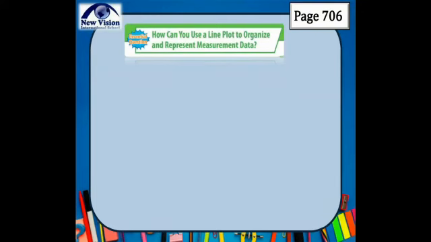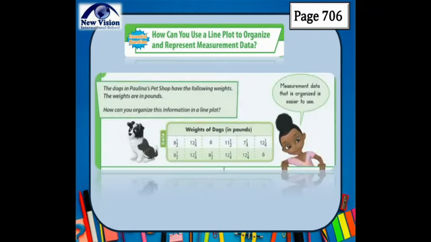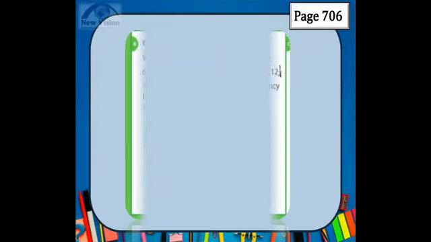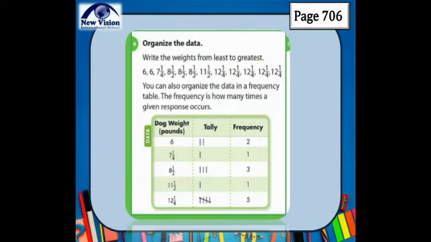Review the video about the essential question: how can you use a line plot to organize and represent measurement data? Always remember, class, measurement data that is organized is easier to use. How are we going to organize our data? We can use a frequency table. A frequency table contains 3 columns. First is our data, the dog weight. We have the tally, and we have the frequency.